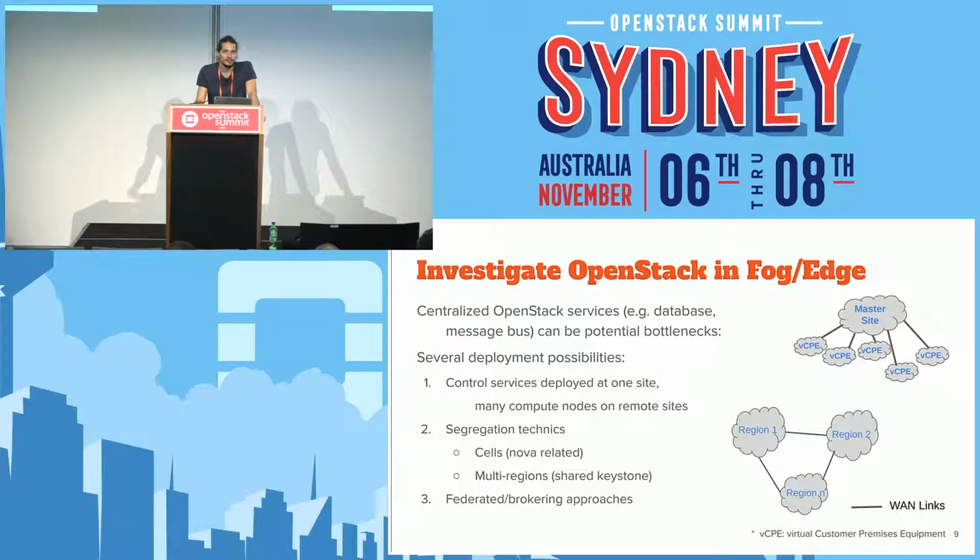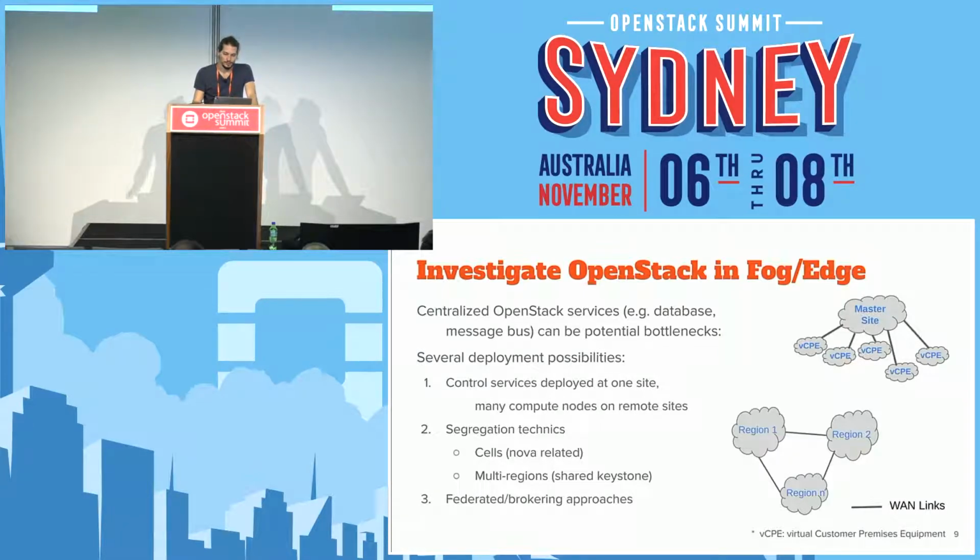Furthermore, there are different ways to deploy OpenStack to address this issue. So I present here three examples. The first one is that you deploy the control services in one site, and you deploy compute nodes at the remote sites. A second example relies on segregation techniques like cells, which is a feature of Nova, or the multi-regions in OpenStack that share the same Keystone service. The last example concerns the federated and brokering approaches on top of multiple OpenStack deployments.